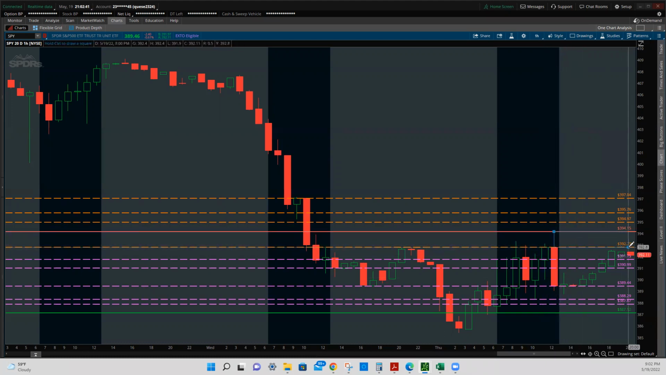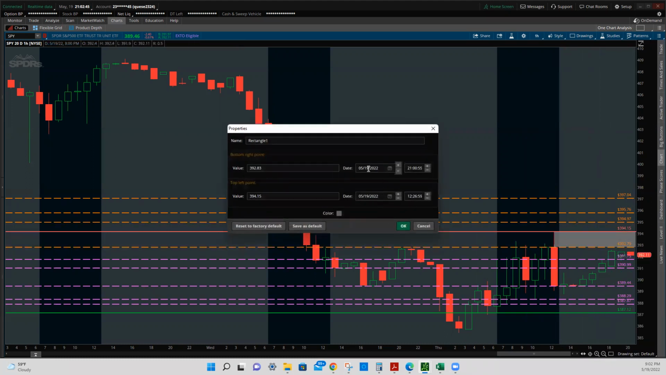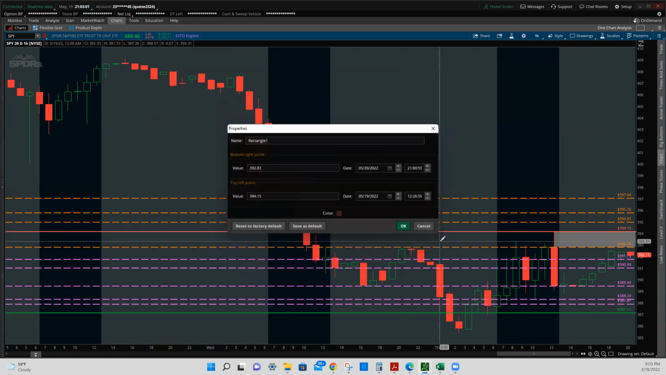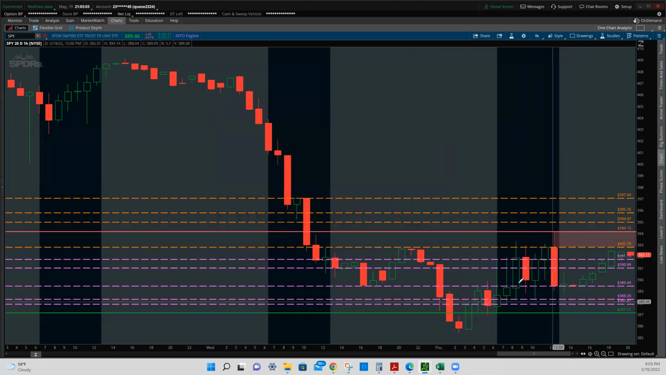So we would draw a supply zone right here. And we come here, we edit this. We want to extend this to 520, and to indicate that it's a supply zone, we can make it red, make it transparent, right? So tomorrow we'll be paying attention to this zone up here above 390, this area between 394 and 392. We can see a lot of selling going on here.